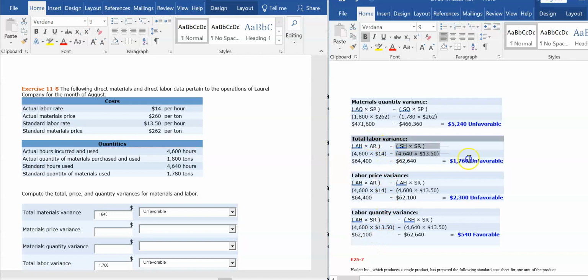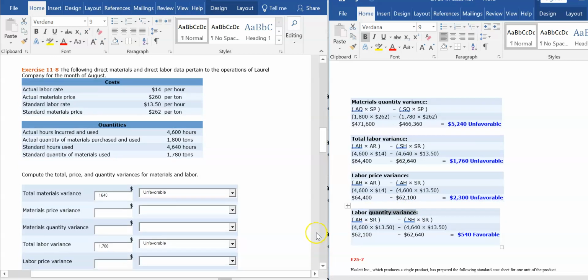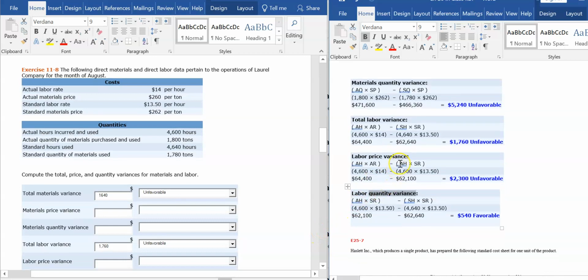The portion of this total labor variance due to price is $2,300 unfavorable. Now let's figure out how much the quantity variance is. We are going to use our flex budget again: actual hours at our standard rate. Flex budget says our labor quantity should be 62.1.